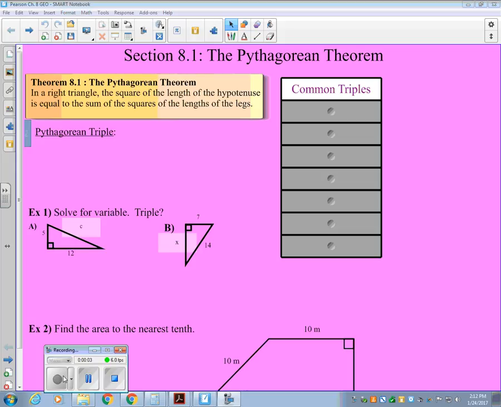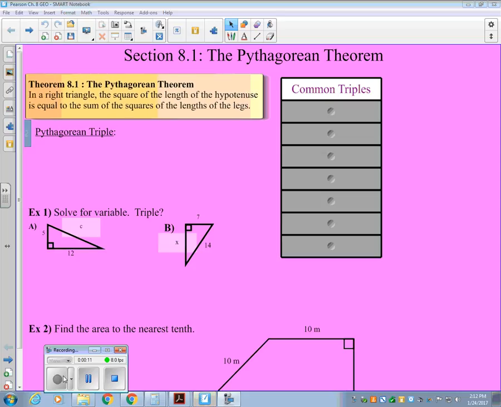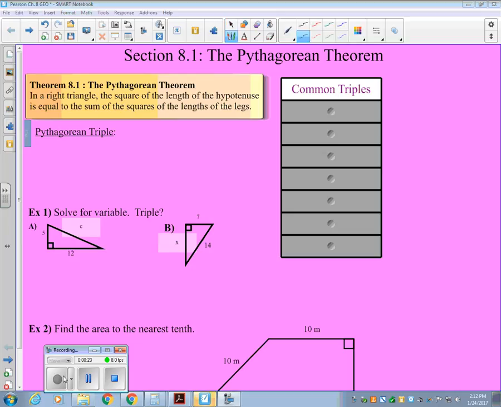All right, this is section 8.1, the Pythagorean Theorem. The Pythagorean Theorem in a right triangle is the square of the length of the hypotenuse is equal to the sum of the squares of the lengths of the legs. And you guys see this on your paper as a squared plus b squared equals c squared.